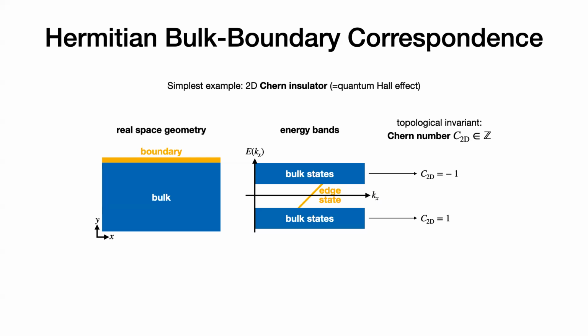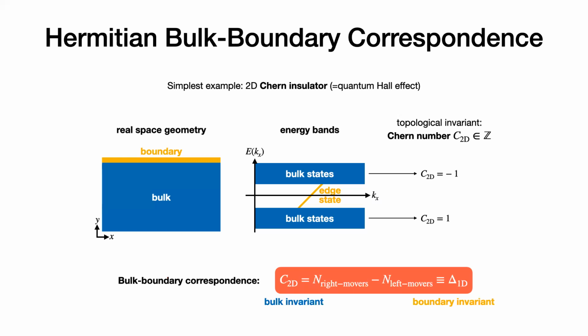And the bulk boundary correspondence for the Chern insulator states that when you have a Chern number in the bulk, you have the same number of edge states on the boundary. It's a bit more technical because these edge states have an orientation, right? In this case, you see it going to the right. It might also go to the left. So the general statement is that the Chern number is equal to the right movers minus the left movers.